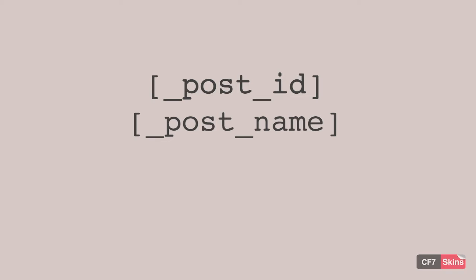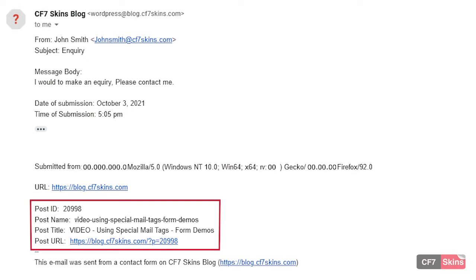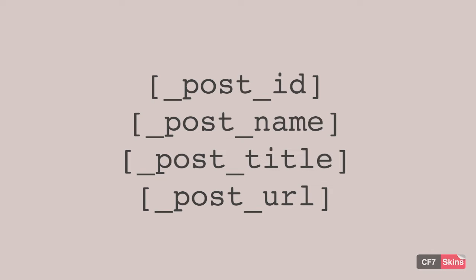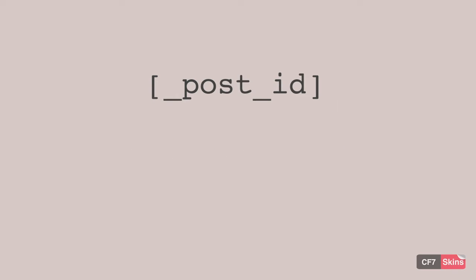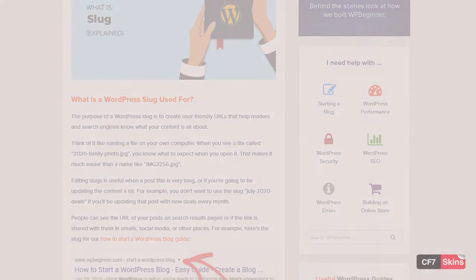For the details of the post or page, use post ID, post name, post title, or post URL. If you have the same form on multiple pages, these tags can help you determine which page the form was submitted on. It isn't necessary to use all of them at once. Depending on the situation, you might need only 1 or 2. Please note that using post name will retrieve the slug of the post. If you don't know what a slug is, there is a link in the description that will help you out.